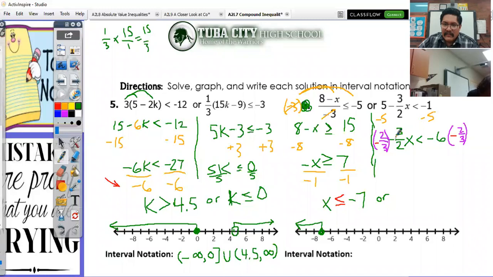So negative times negative is positive. 2 times 3 is 6. 3 times 2 is 6. 6 over 6 is 1 or x, right? Because 1 times x is just still going to be x.